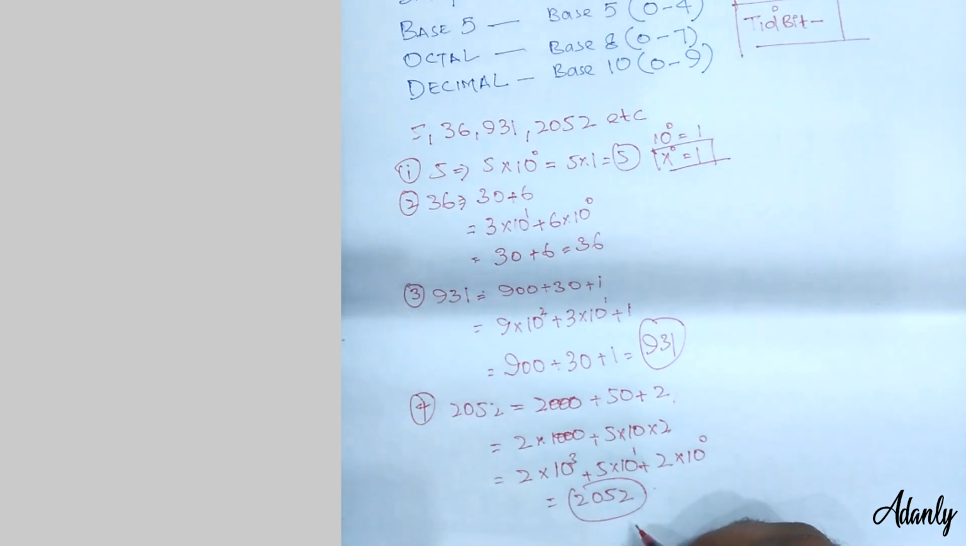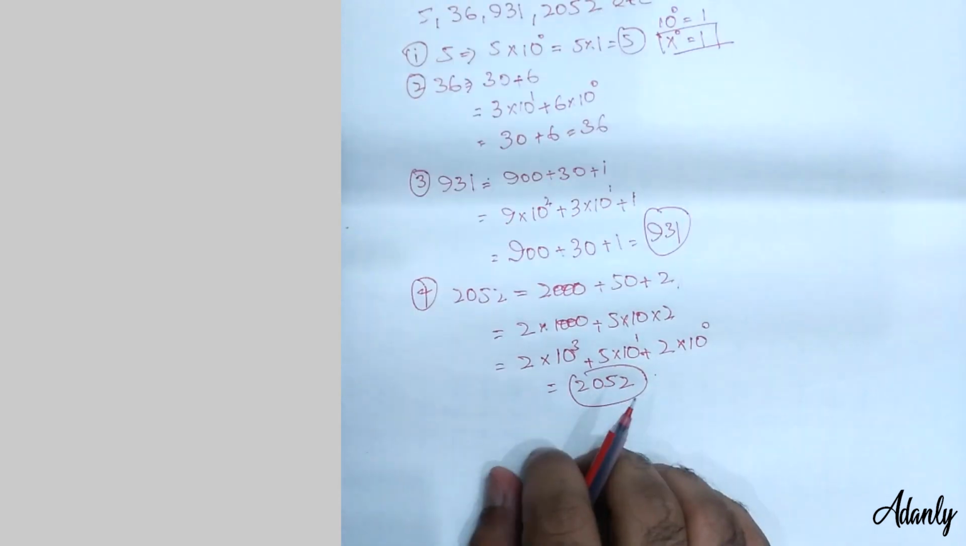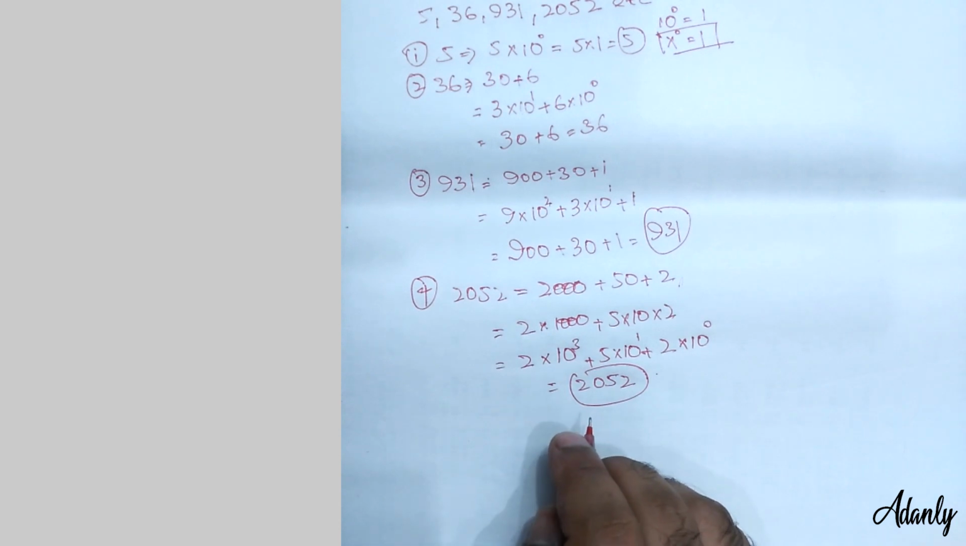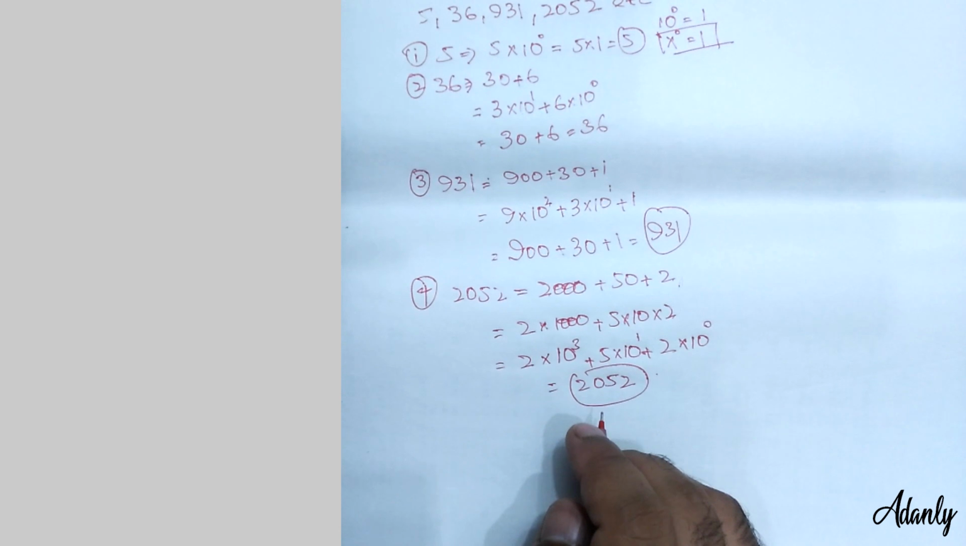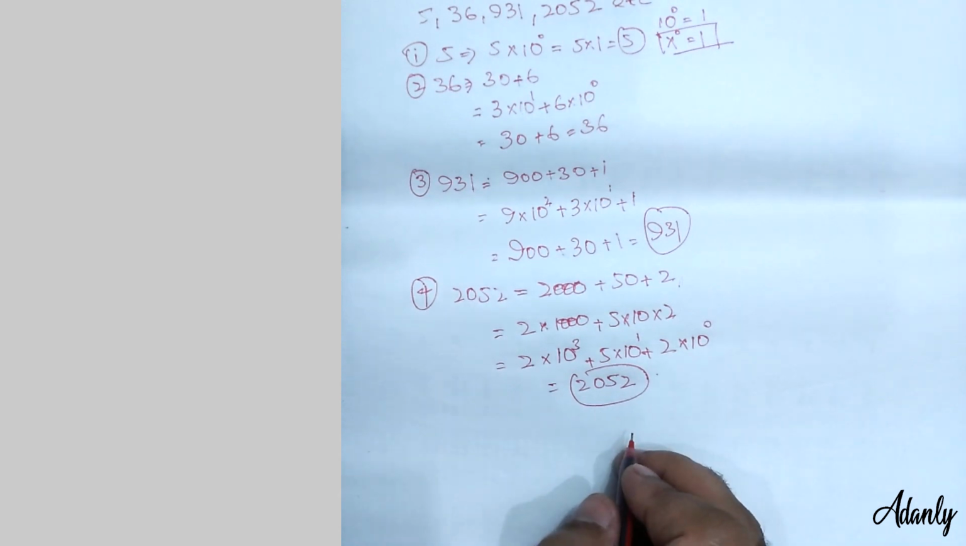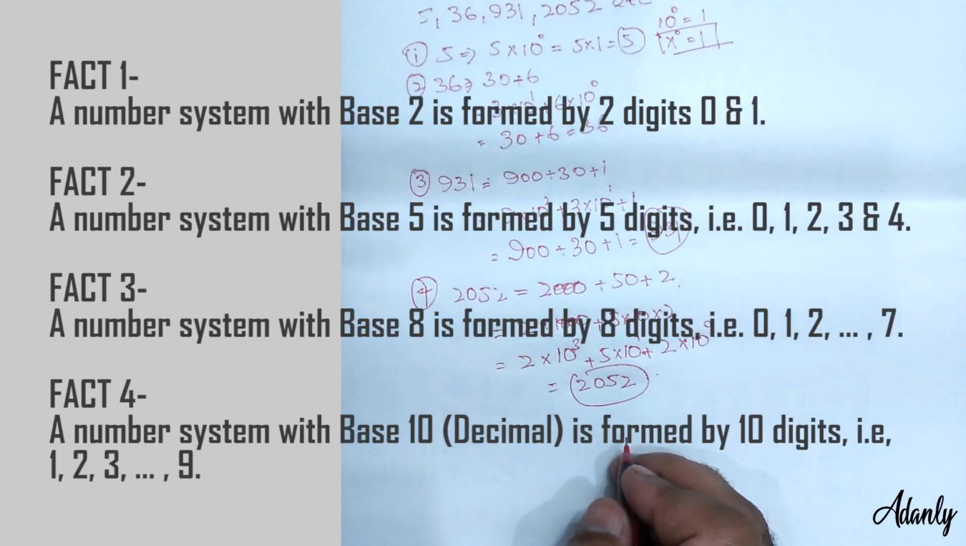It is clear from these examples that every whole number can be expressed as the sum of multiples of powers of 10. In the same way, other bases like 5, 8, and 2 are used to represent numbers. Now there are 4 facts that we need to remember about the number system.